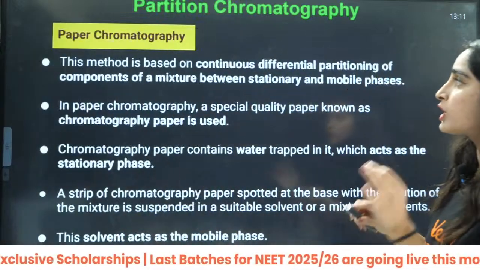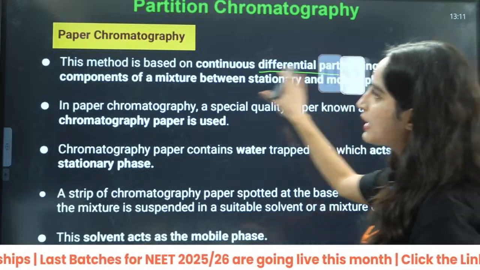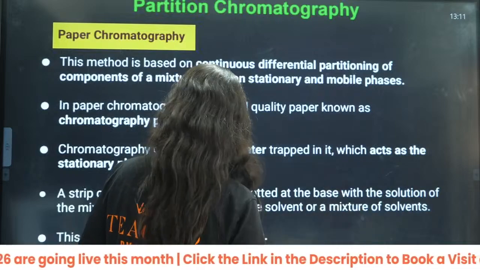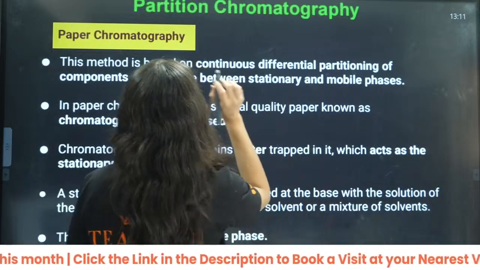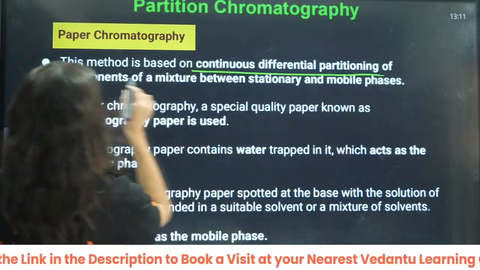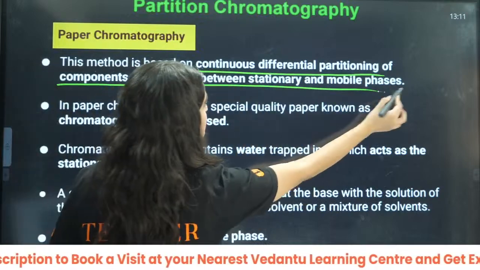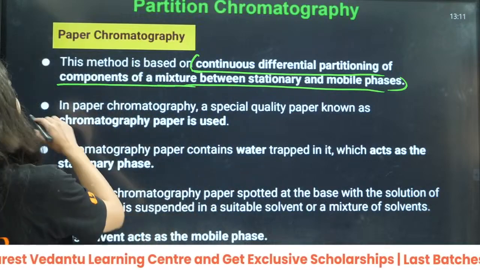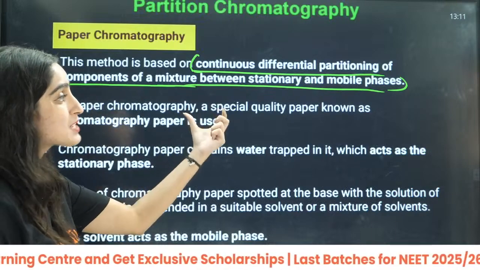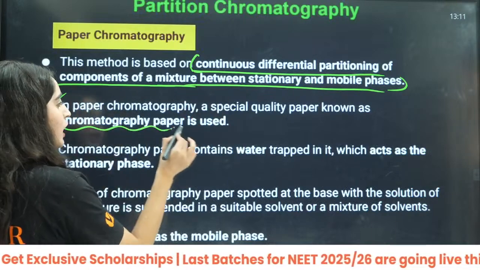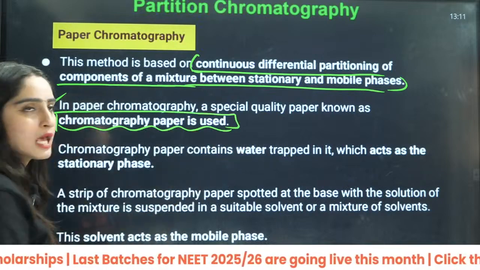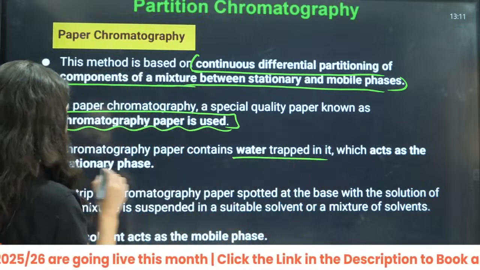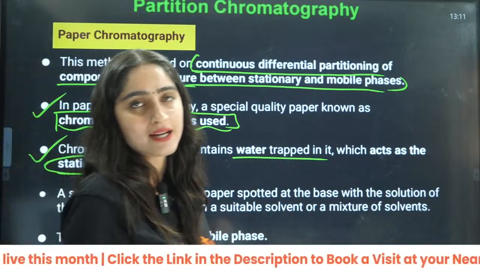This method is based on the continuous differential partitioning. Beta, the principle is important for you, right? This method is based on the continuous differential partitioning of components of the mixture between stationary and mobile phase. In paper chromatography, a special quality paper, chromatography paper, is used, which is also called cellulose paper. Chromatography paper contains water trapped in it, which acts as the stationary phase.